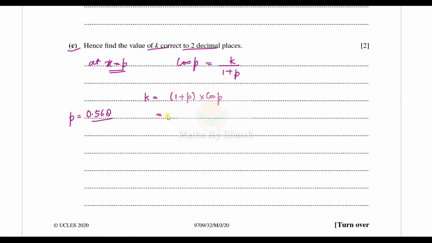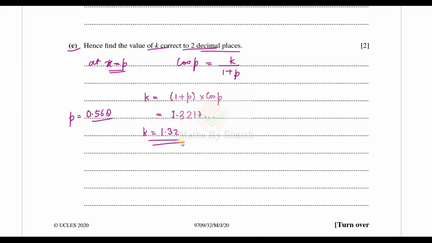It is coming into 1 plus 0.568. Now we'll use the approximate value into cos of 0.568, and it is coming 1.3217 and so on, and hence till 2 decimal places k is 1.32 because they have asked till 2 decimal places. So I hope it is clear.